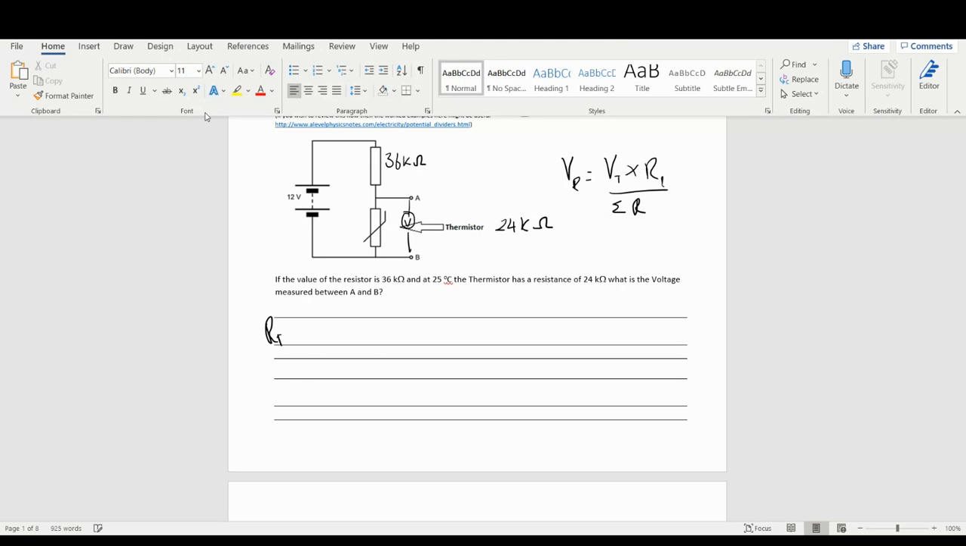So my total resistance is going to be 36 plus 24, which is going to be 60 kiloohms. I missed out the kilo, but I knew they were the same unit. My total voltage is going to be 12. So using V equals IR, I know that I is going to be 12 divided by 60 times 10 to the 3, which is going to be quite small, 2 times 10 to the minus 4.